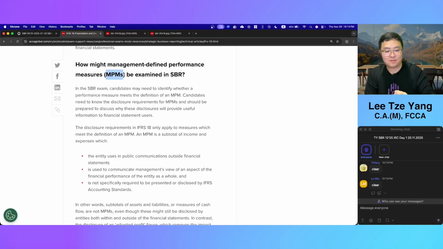Okay, if you understand this, you type 111. Can you understand? If the company has MPM, we look at this. If not, no need.